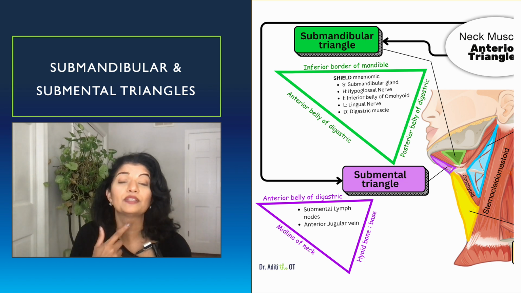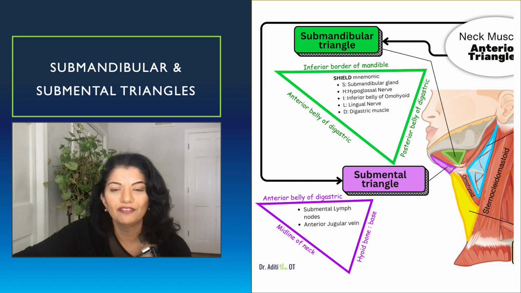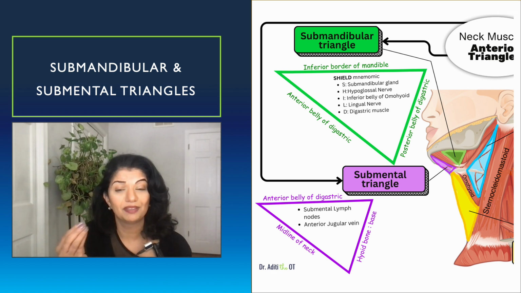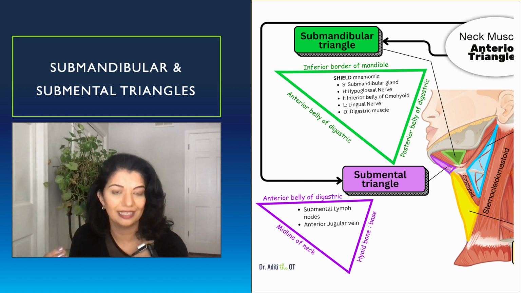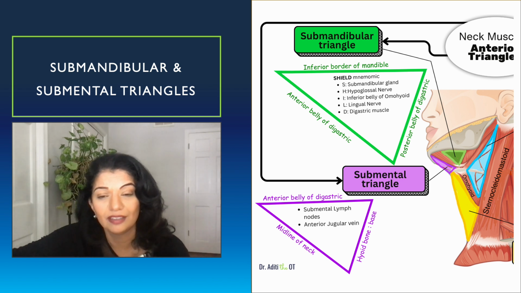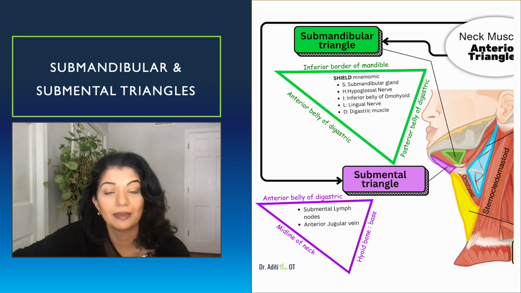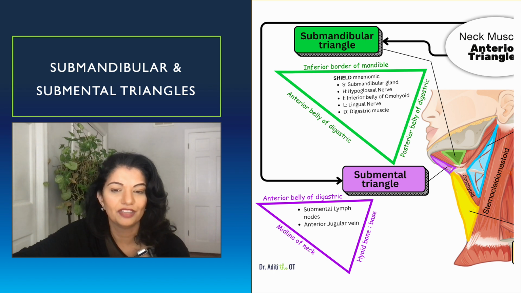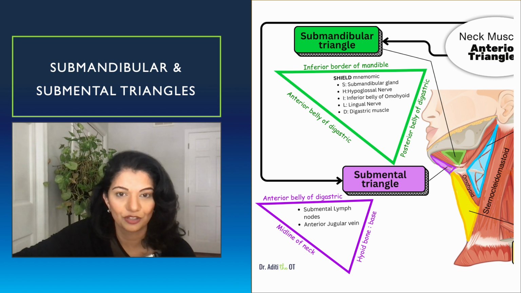Now this triangle is wedged between the digastric muscle bellies, in this spot right here, right? Now the floor, the way I remember the floor is using the mnemonic SHIELD. This will tell you the contents of the triangle in the floor. So the S is for the submandibular gland. The H is for the hypoglossal nerve. I is for the inferior belly of the omohyoid. L is for the lingual nerve, and D is for the digastric muscle.